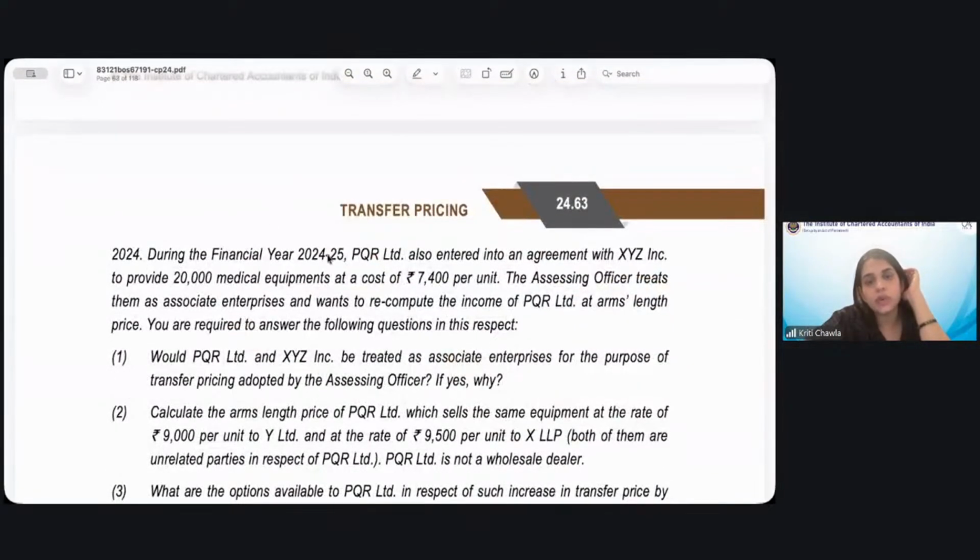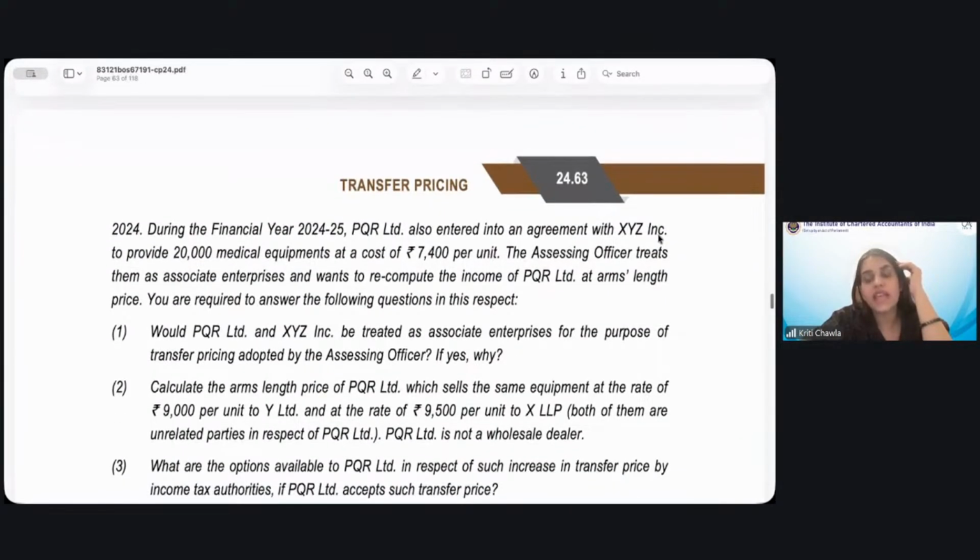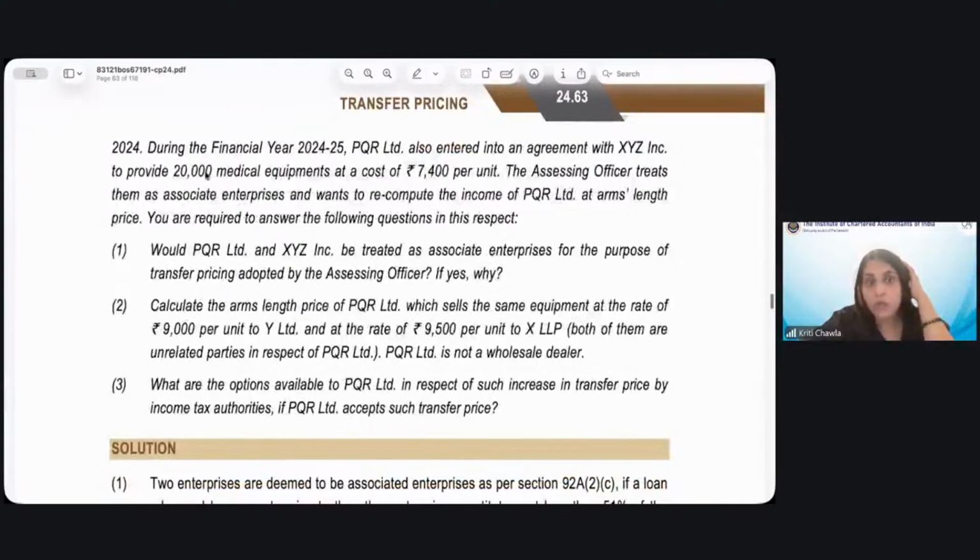During the financial year 2024-25, PQR Limited also entered into an agreement with XYZ Incorporation to provide 20,000 medical equipments at a cost of 74 per unit. The assessing officer treats them as associated enterprises and wants to recompute the income of PQR Limited at arm's length price. You are required to answer the following questions. So these are the three questions that we need to answer. First, would PQR Limited and XYZ Incorporation be treated as AEs for the purposes of transfer pricing?